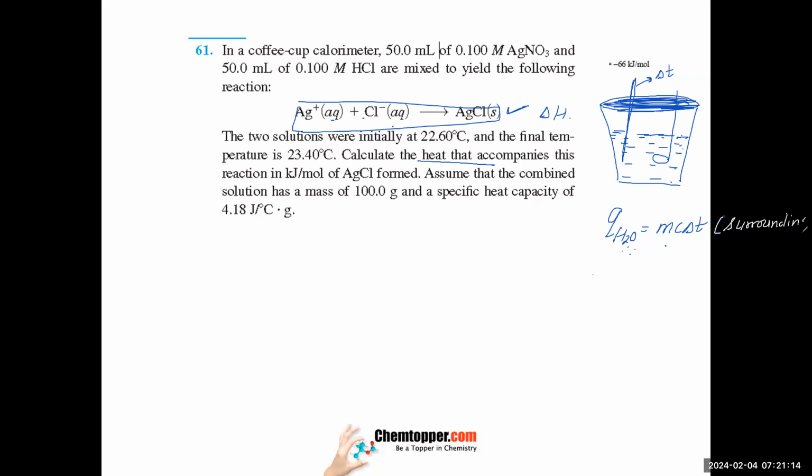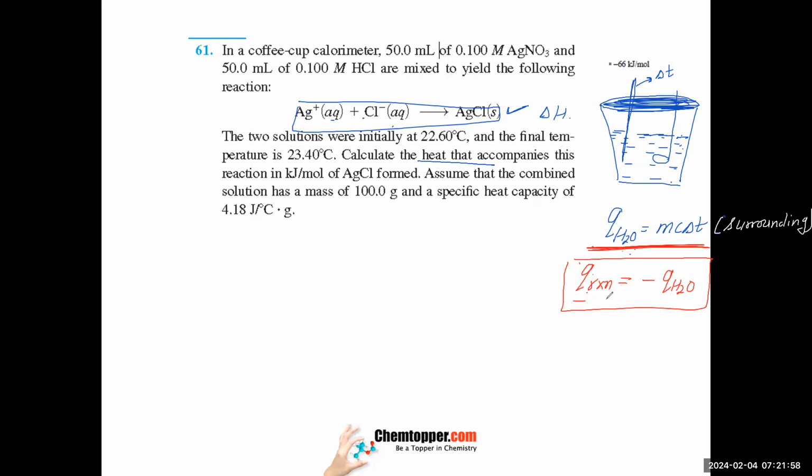So don't you think that the amount of heat gained or given by the surroundings is exactly the same as the amount of heat transferred from the system, from the reaction? So if I know Q of the surroundings, I know Q of the system, because Q reaction is minus Q water. I'm going to use this equation to know the Q reaction, because that's the question.